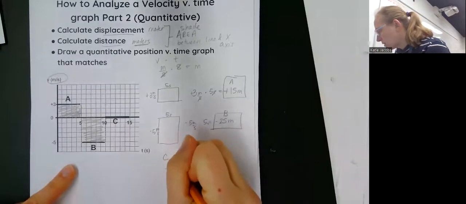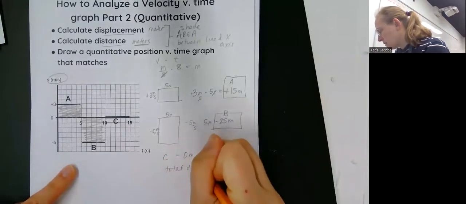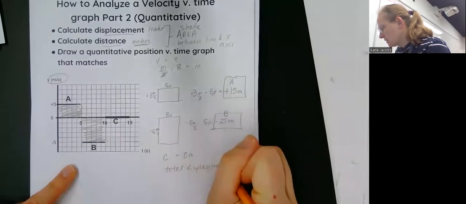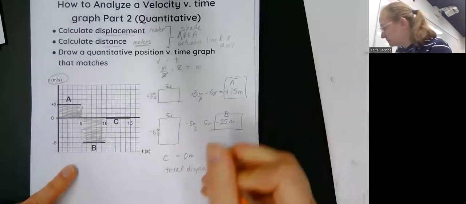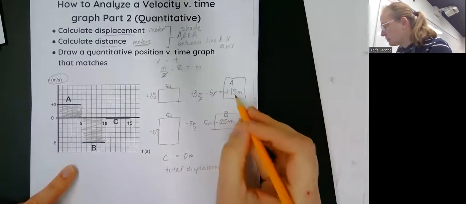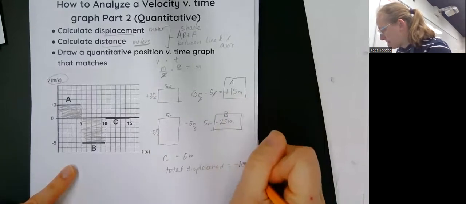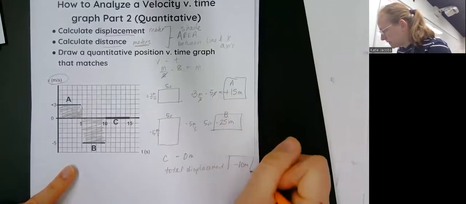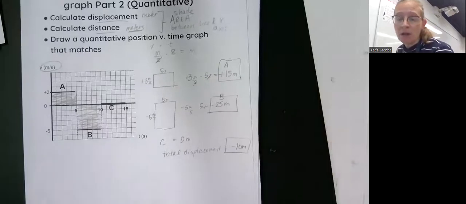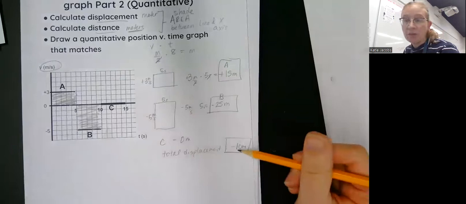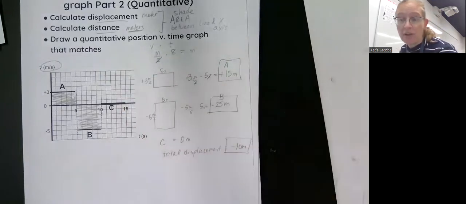Therefore, my total displacement is -10 meters. That's 15 meters plus -25, because again, displacement includes direction. So overall, this is saying I moved 10 meters to the left for this entire graph.